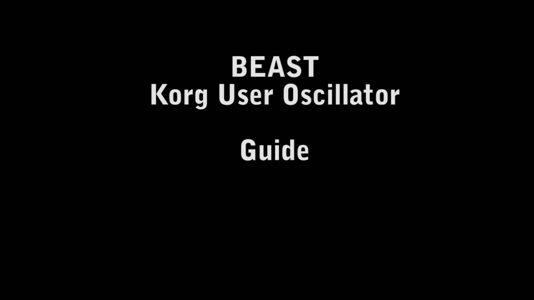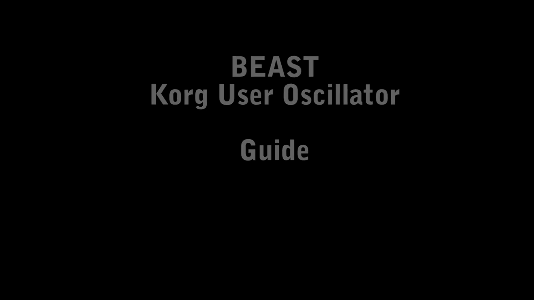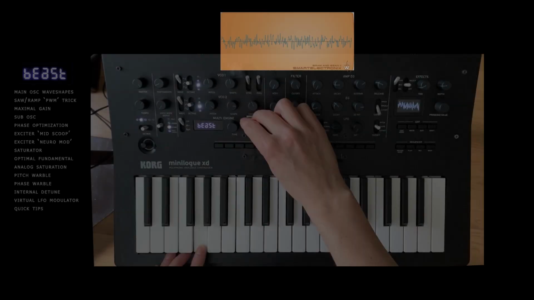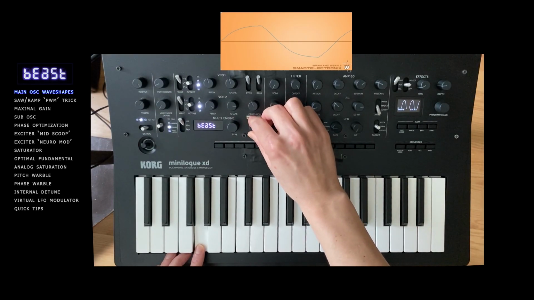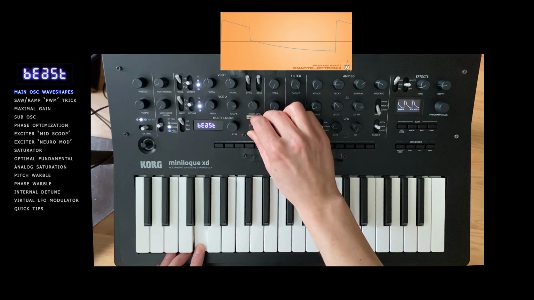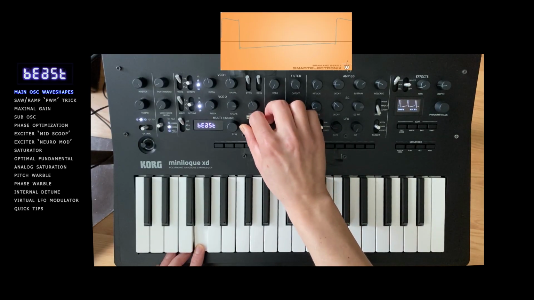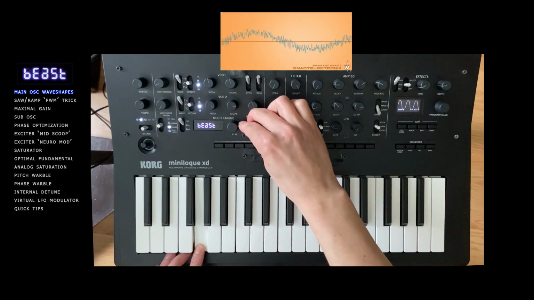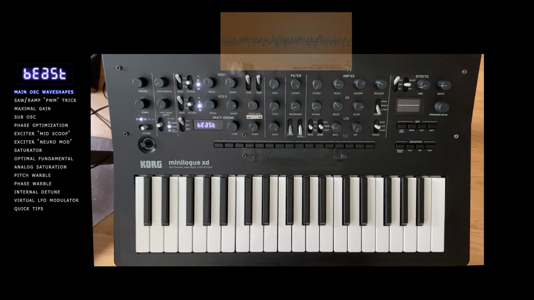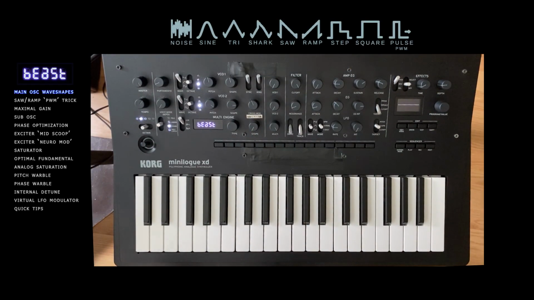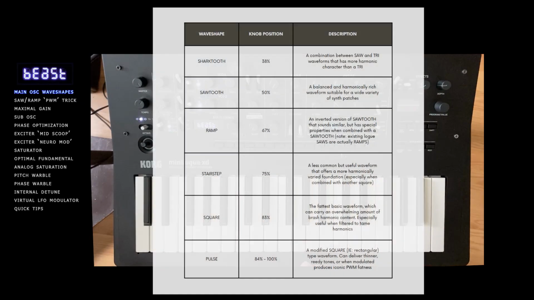Alright, so this will be hopefully a quick guide on how to get going with Beast. First thing to mention is the variety of wave shapes that you have available to you. So that's a full range of classic analog style wave shapes, and you have all the values in between that are sort of a mix of the nearest two wave shapes. If you want the exact values for the exact wave shapes, it's in the manual, or otherwise just use the oscilloscope.